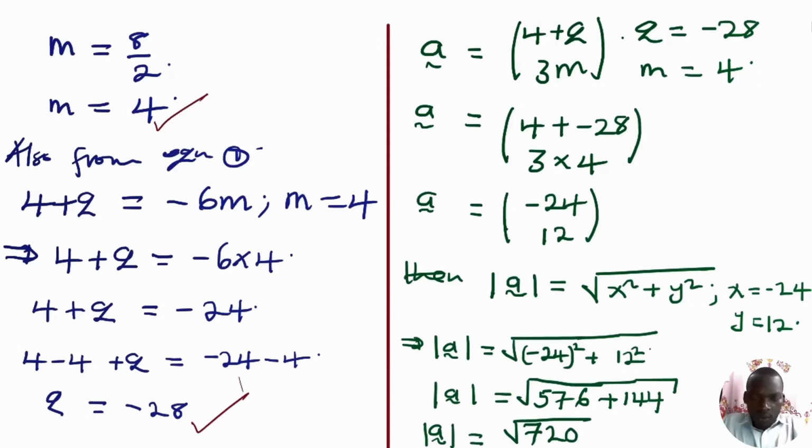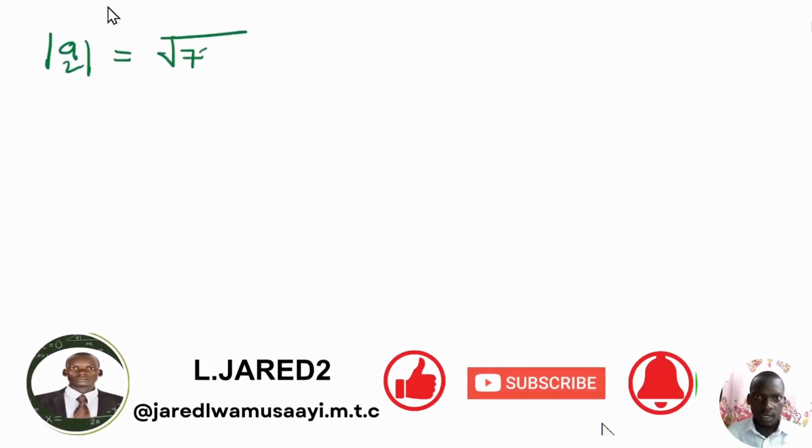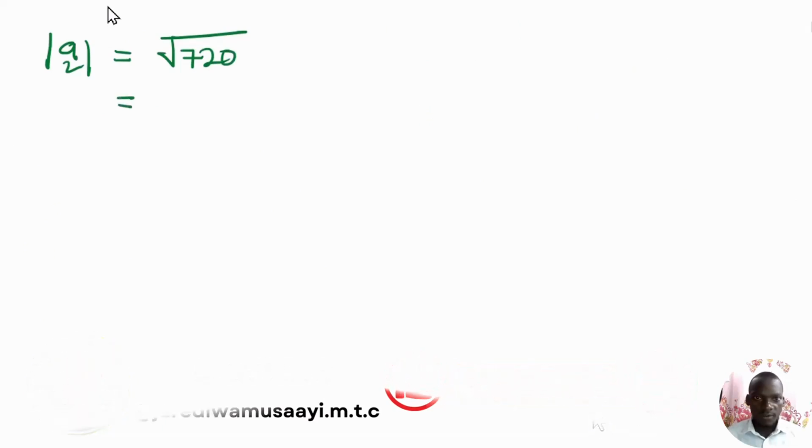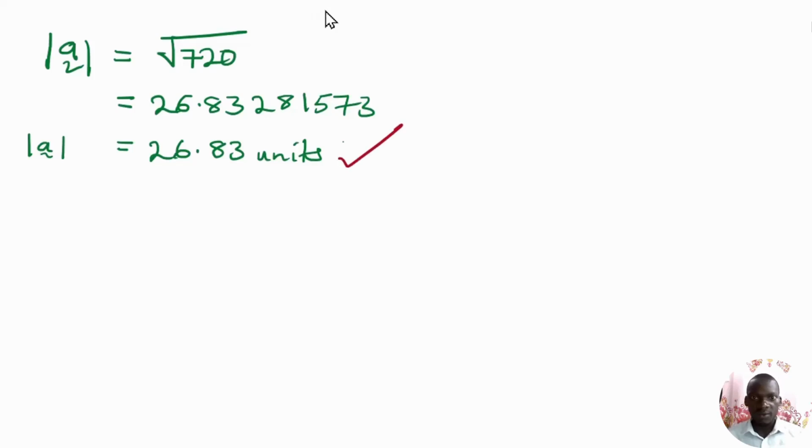Then what is the square root of 720? The magnitude of our vector A equals the square root of 720. If I press my calculator, it gives me 26.83281573. I can round off to 2 decimal places, so the magnitude of our vector A equals 26.83 units. So this becomes our correct answer as the magnitude of vector A.